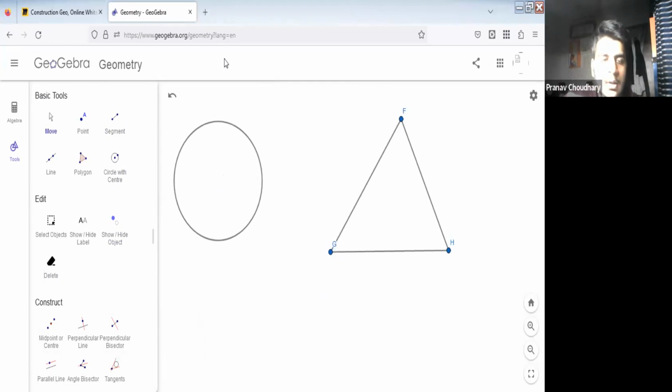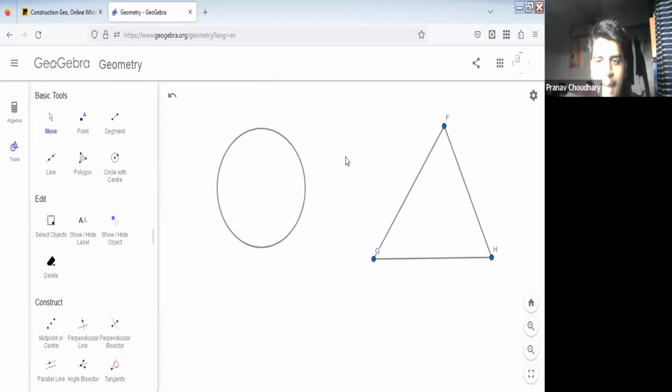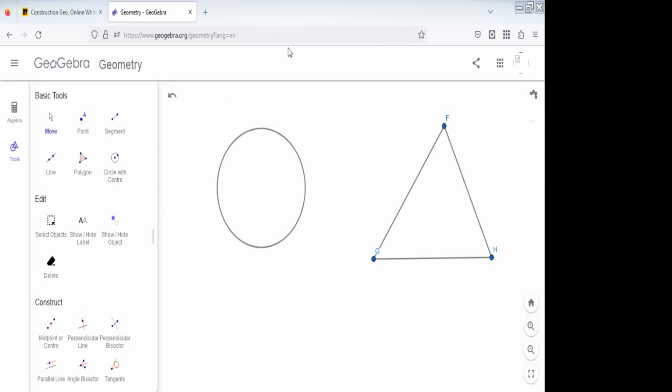What you need to do is construct a triangle in this circle which has sides parallel to these three lines, FG, GH, and HF, with this circle as its circumcircle. Is the question clear? And you only have a straight edge to do this.